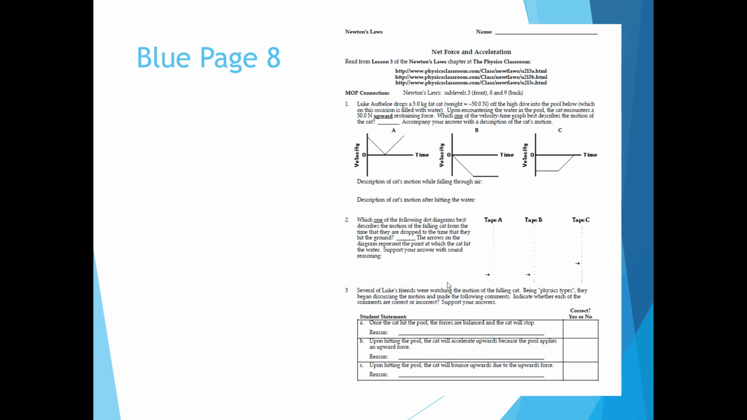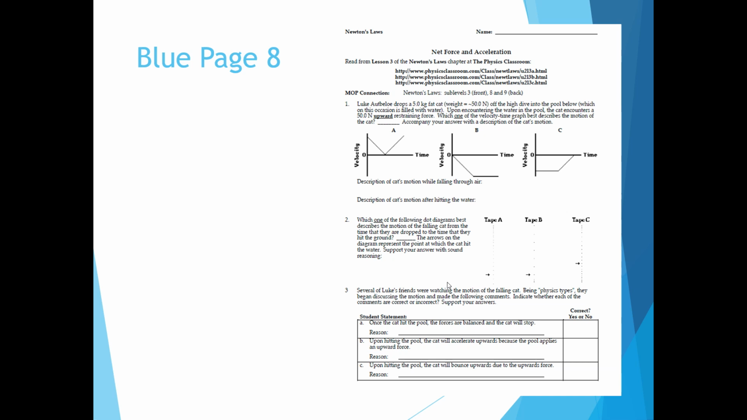Number 1, Look Out Below drops a 5-kilogram fat cat off the high dive into the pool below, which on this occasion is filled with water. Upon entering the water in the pool, the cat encounters a 50 Newton upward restraining force, and he had a 50 Newton downward force. Which one of the velocity-time graphs best describes the motion of the cat? And accompany your answer with a description of the cat's motion.